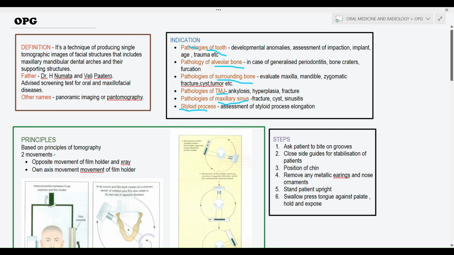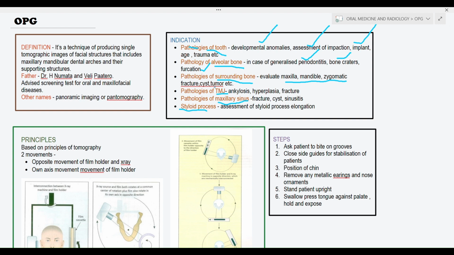So among the pathologies of tooth, we can find developmental anomalies, assessment of impaction, implants, age assessment, trauma, etc. And in the pathology of alveolar bone, we could assess generalized periodontitis, bone craters and furcation, which you will study in detail in perio. And moving on to the pathologies of surrounding bone, OPG is helpful in evaluating maxilla, mandible, zygomatic fractures, cysts, tumors, etc. Cysts like OKC, dentigerous cyst, radicular cyst, etc.